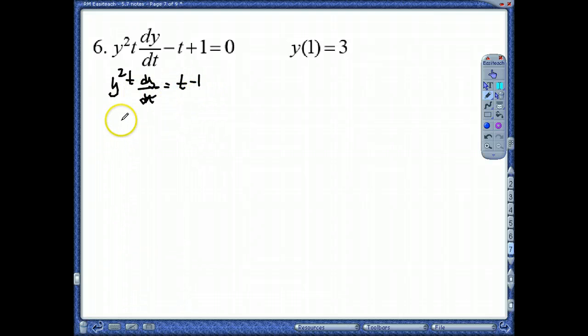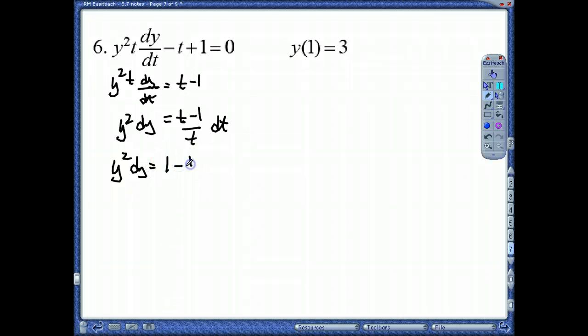Divide through by t, and multiply by my dt. So I'm going to have t minus 1 divided by t dt. I want to simplify that before I integrate. So y squared dy equals 1 minus 1 over t dt. Integrate.